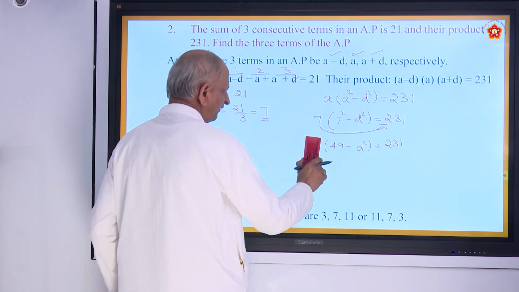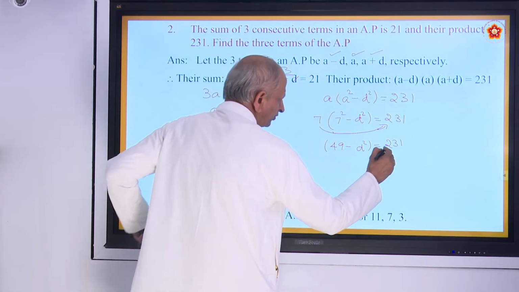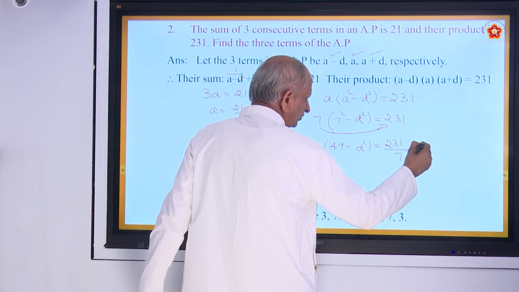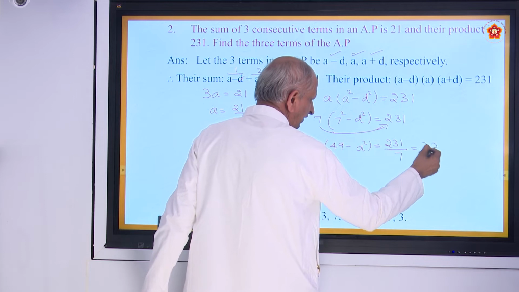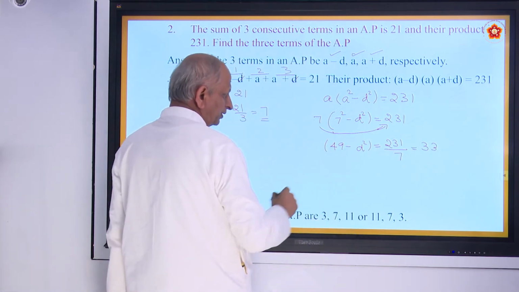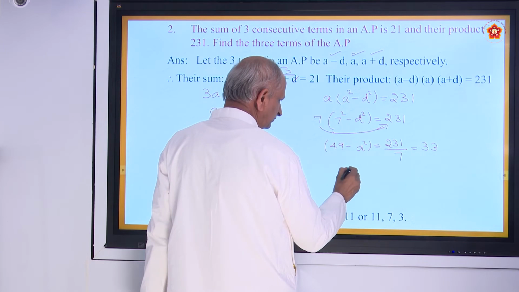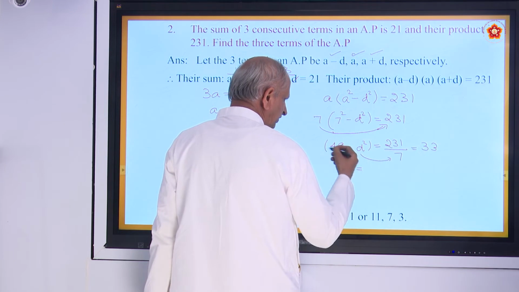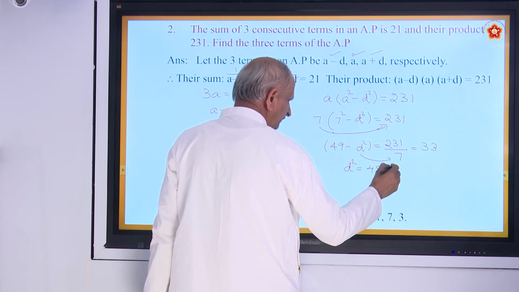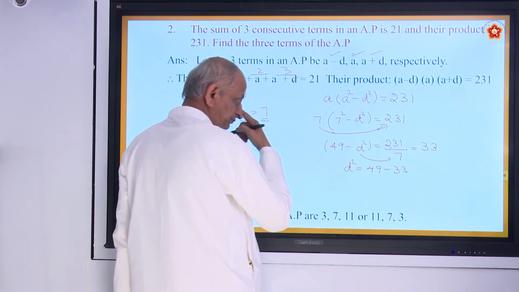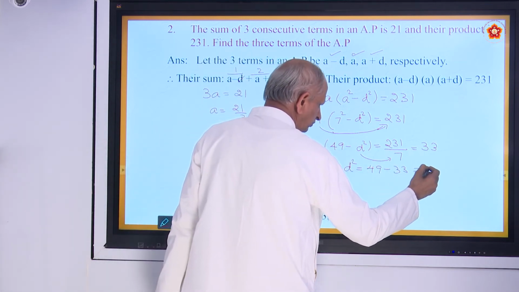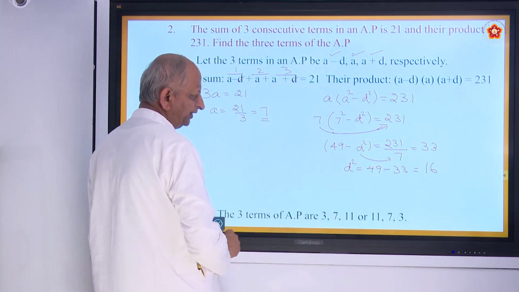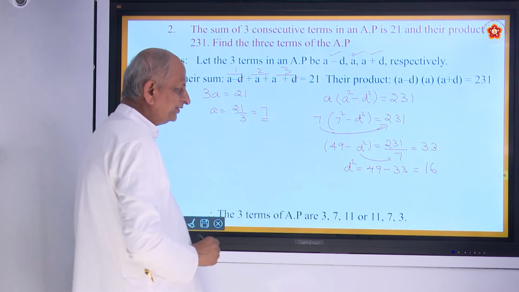or you can bring that 7 that side. So divide by 7. 7 3s are 21, 33 you get. Now bring this 33 this side. D squared is equal to 49 minus 33, that will be equal to 16. 9 minus 3 is 6 and 4 minus 3 is 1.